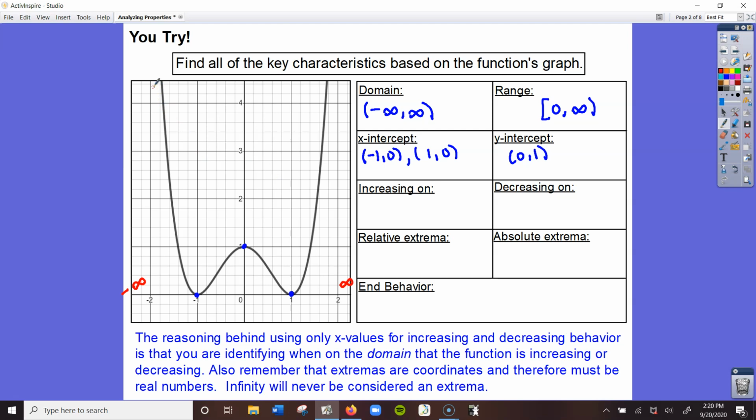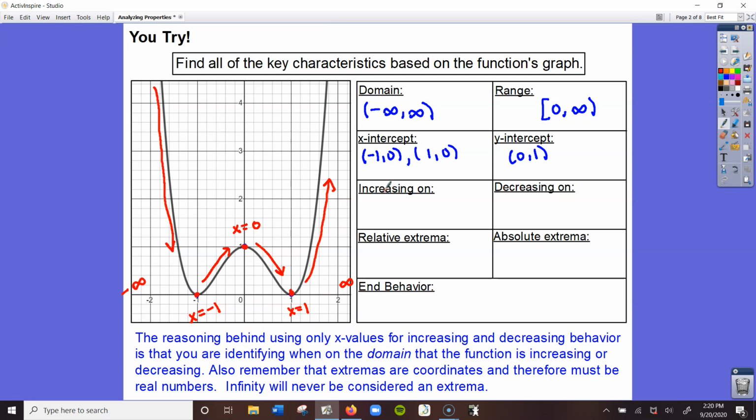Now, when we're going from left to right, we see that the graph is going down until this point, which is where x is equal to -1. Then it increases until x is equal to 0. Then it decreases again until x is equal to 1. And finally, it is increasing the rest of the time until x approaches infinity.